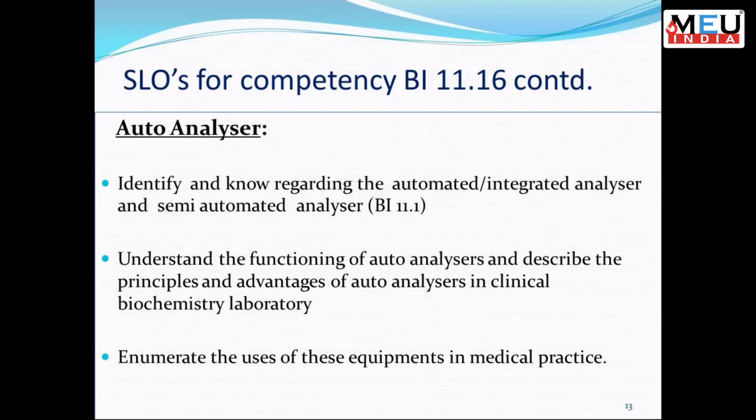Now coming to the SLOs of the auto analyzer: identify and know regarding the automated or integrated analyzer and semi-automated analyzer. Understand the functioning of auto analyzers and describe the principles and advantages of auto analyzers in the clinical biochemistry laboratory. Enumerate the uses of these equipments in medical practice.